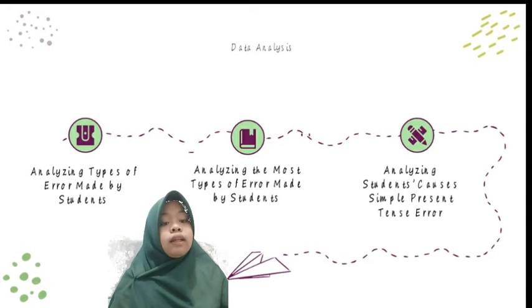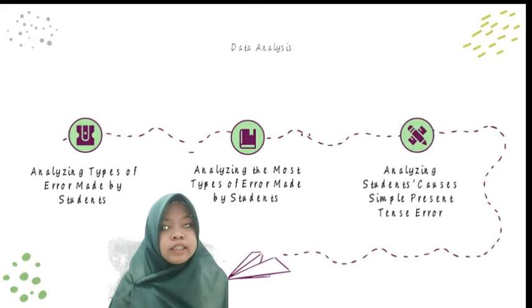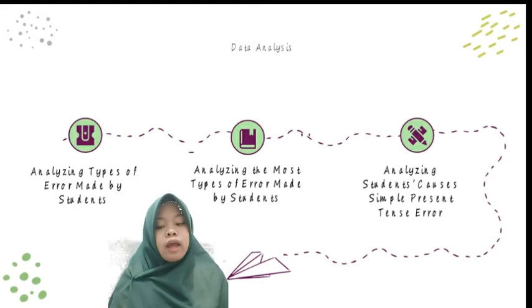The first is analyzing types of error made by students. In analyzing types of error by students, I use the error analysis of Ellis theories. Okay, and there are 2 steps. The first is identification of error.